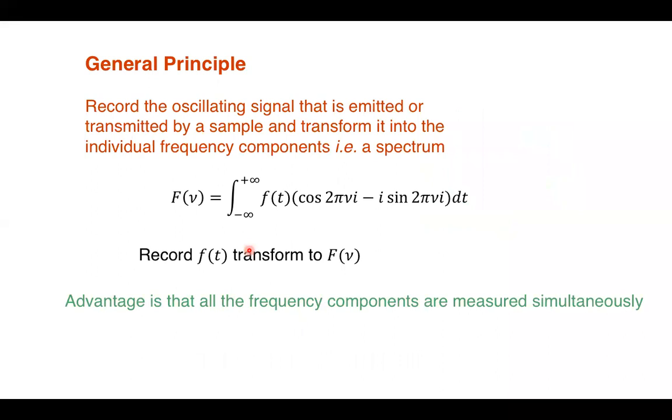So the general principle here is that we are recording the oscillating signal that is emitted or transmitted by a sample, and we are transforming it into the individual frequency components, i.e. the spectrum. So this is the Fourier transform equation, which again, as I said, is not something we necessarily need to concern ourselves with too much, albeit this is something to be aware of, that what we are actually measuring is the oscillating signal. And then through some mathematical operations, we can convert that into the absorption spectrum that we see.